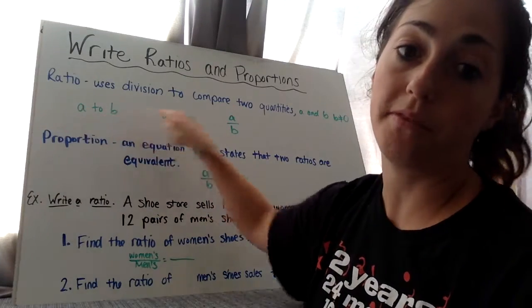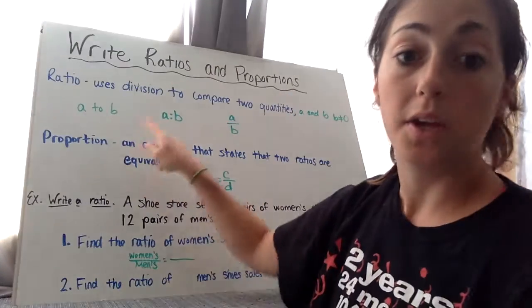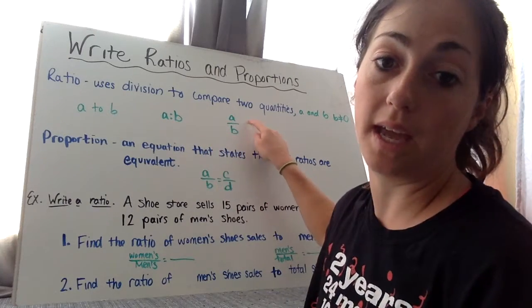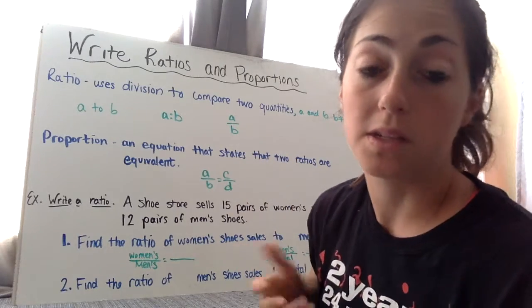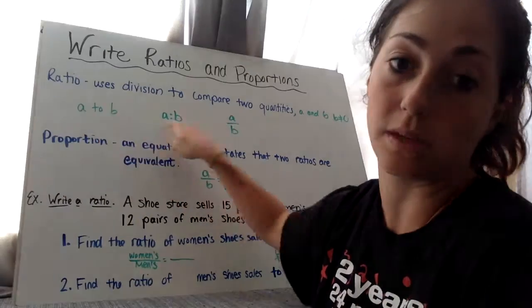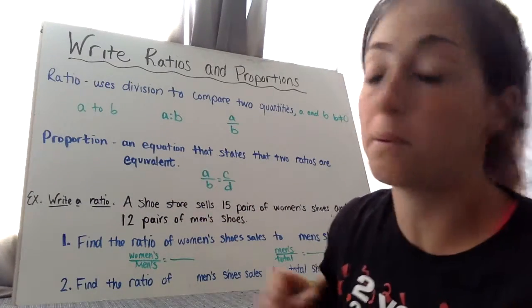So we have three different ways that we write ratios. You can always put it like A to B. You can have A colon B, still pronounced A to B, and then A over B using a fraction, which is still A to B. Usually we don't write it in words like this, but this is always how our three options are. The next thing to define is a proportion.